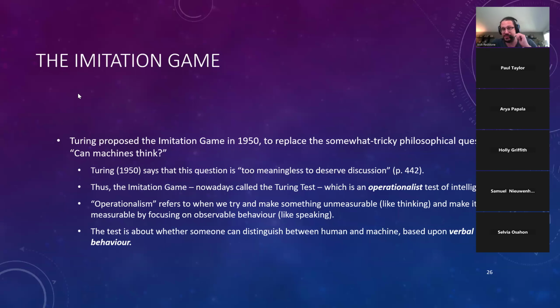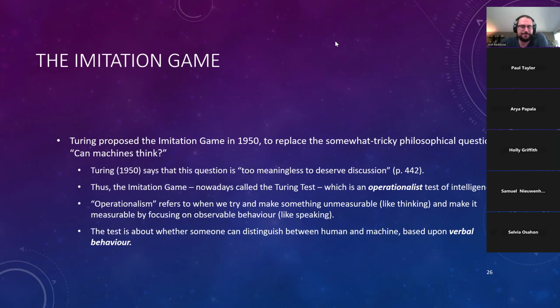So this is the most fun part of the chapter. The Turing test, a sort of test of mentality, if you like. I'm going to go more into the background behind this than Kim does. Basically, in the 1950s, Turing proposes this imitation game in order to replace the question, can machines think? Because Turing thought that this was too meaningless to deserve discussion, right? Nowadays, we call this test the Turing test, and it's an operationalist test of intelligence.